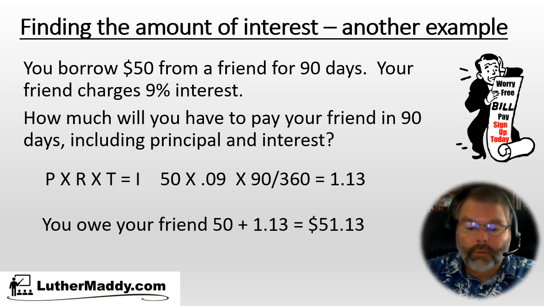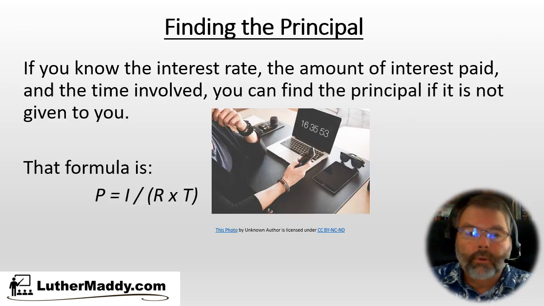So we borrowed $50 from our friend for 90 days, and he's going to charge us 9%. So we're going to assume in this case a 360-day year just to make it really simple. So our principal is 50, our interest rate annually is 0.09, and how long we're using it is only 90 of 360 days. So the interest in this case is $1.13. So we have to pay back the principal and the interest in just one payment because this is a note, and so we're going to owe our friend $51.13.